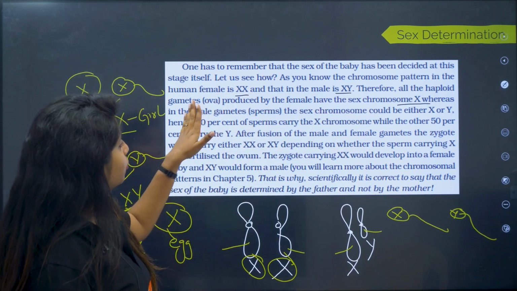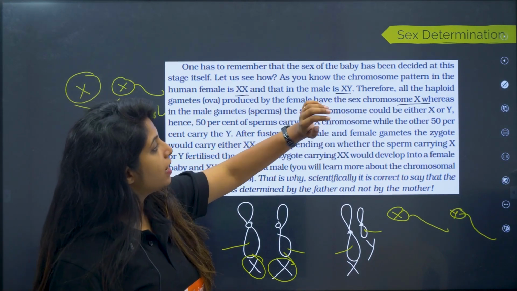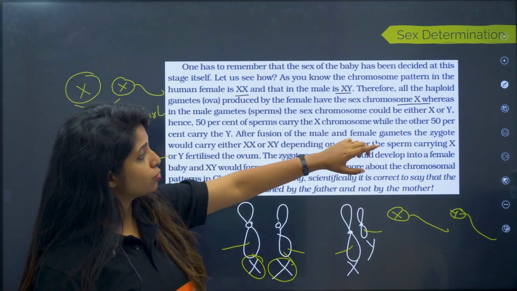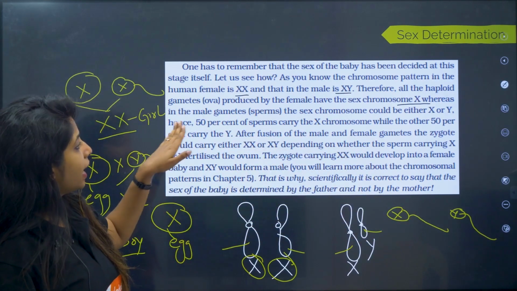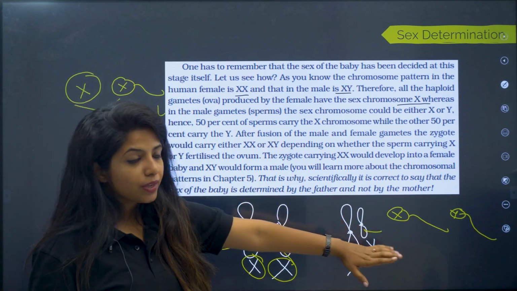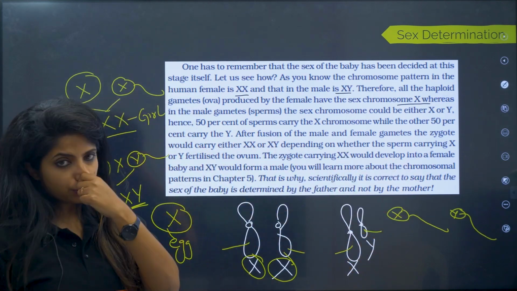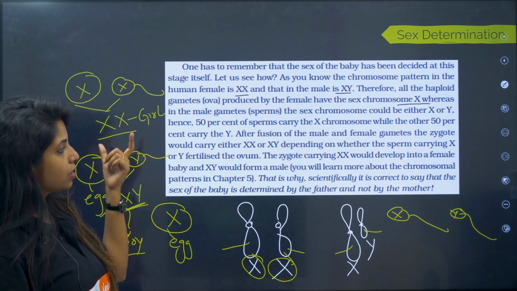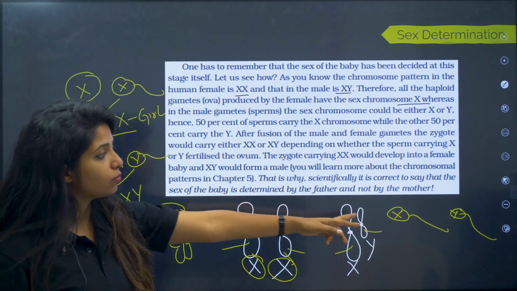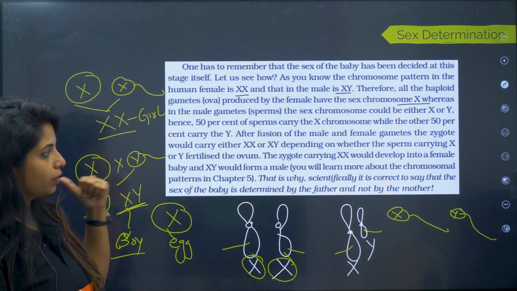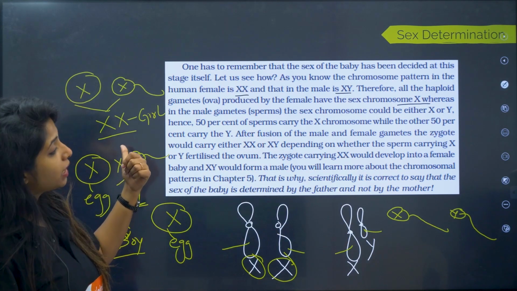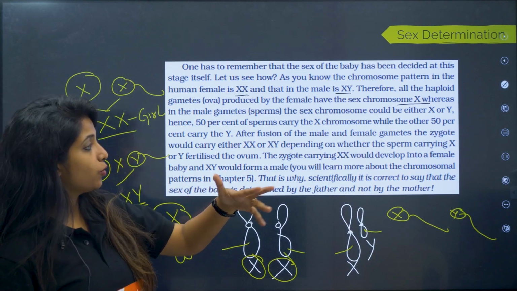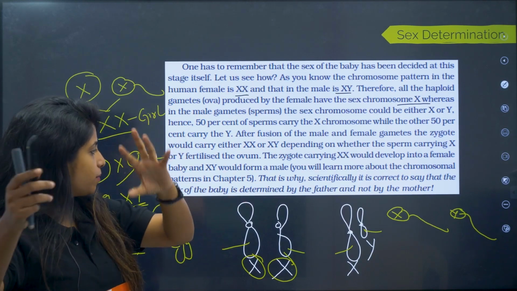Therefore all the haploid gametes produced by the female have the sex chromosome X, whereas the male gametes could carry either X or Y. Hence 50% of the sperms carry the X chromosome and 50% carry the Y chromosome. After fusion of the male and the female gametes, the zygote would carry either XX or XY depending on whether the sperm was carrying X or Y. The zygote carrying XX would develop into a female, XY would develop into a male. You will learn more about the chromosomes in the next chapter, chapter number 5.